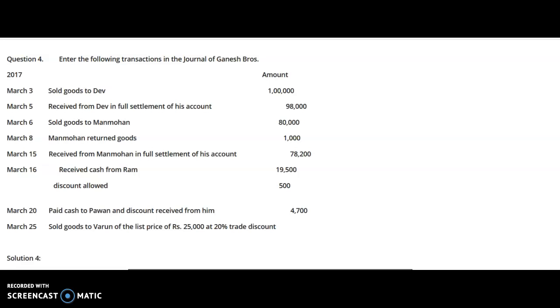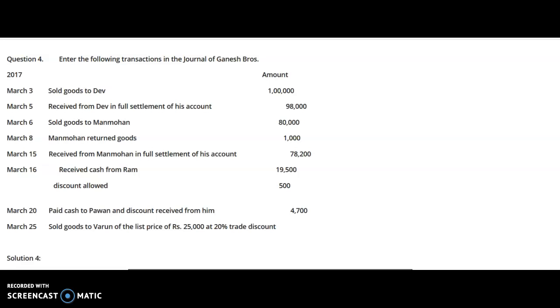So the rule of the real account says: credit what goes out. The personal account rule says: debit the receiver. If we analyze this transaction, we find very simply that the goods, as a real account, are going out: credit what goes out. So we have to credit the sales account. Instead of goods purchased or goods sold, we use the words purchases or sales. When goods are purchased, the word purchases is used. When goods are sold, the word sales is used.